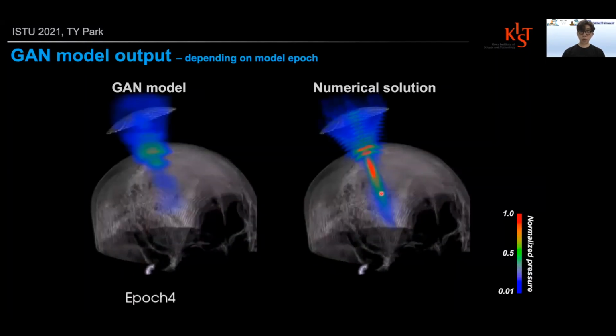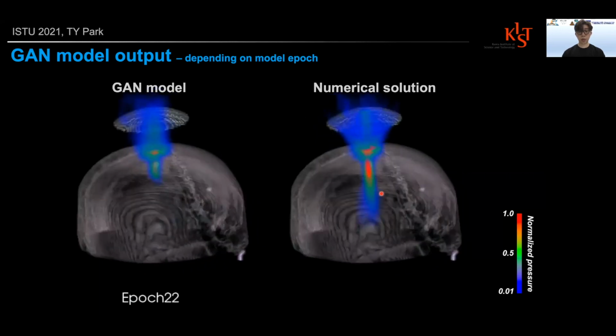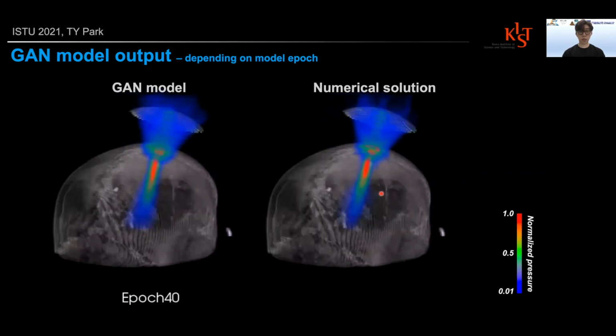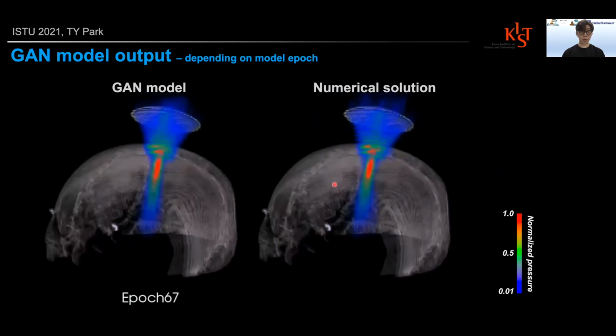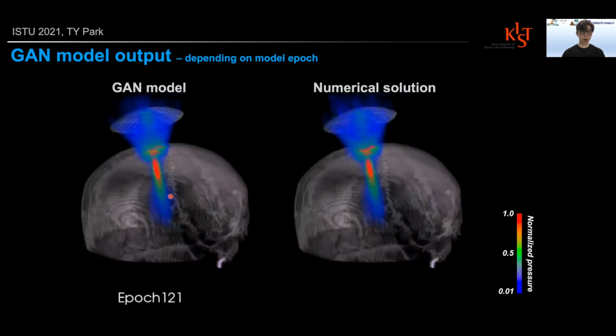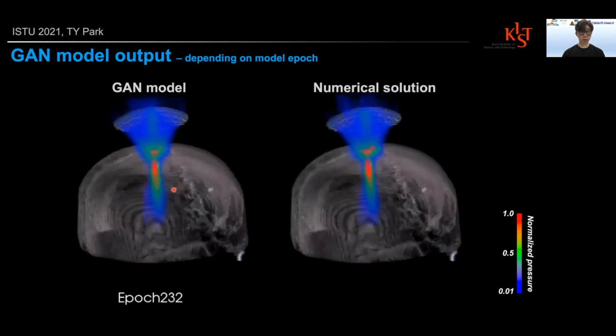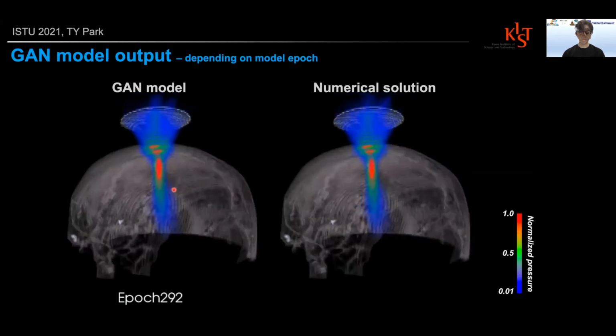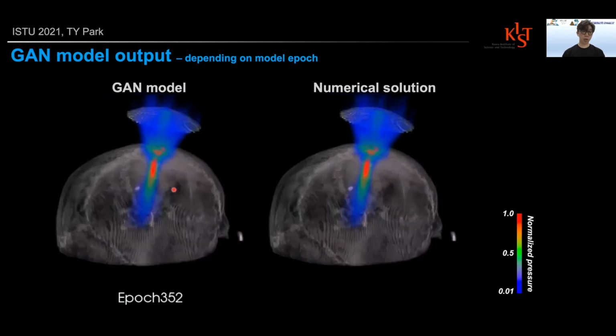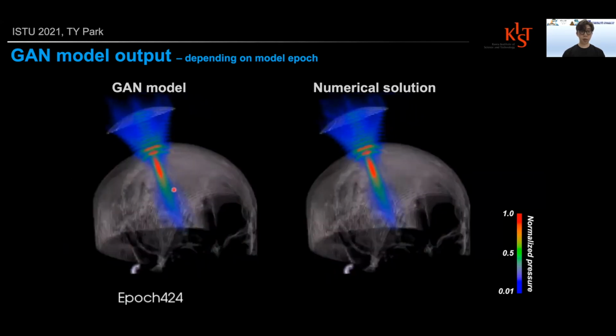This video shows the GAN model estimation depending on the training epoch. At the very first stage, the GAN model gives a very weird pressure distribution result. However, as the training goes on, the neural network gives a reliable acoustic pressure distribution result.